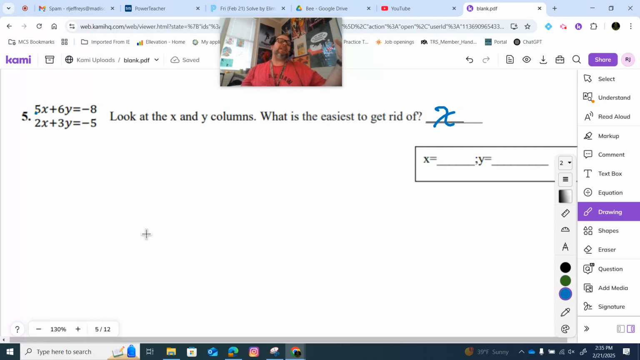Now I have to find a multiple that both 5 and 2 will go into. Now I've got to change this to a positive 10x. So I have to multiply this whole thing by 2. Instead of doing it the easy way, I've got to do it this way.